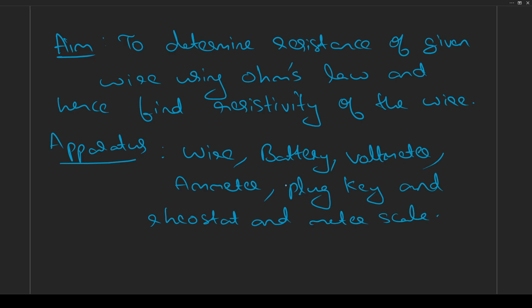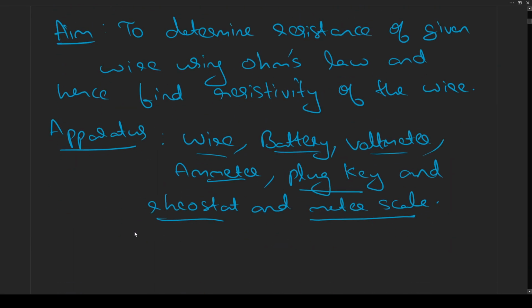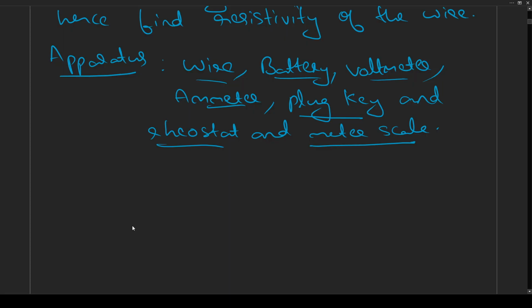Why we need these? Wire, battery, voltmeter, ammeter, plug key are part of the circuit along with the rheostat. A meter scale we need in case we need to measure the length of the wire, which was not given to us. Okay, that's with the apparatus.